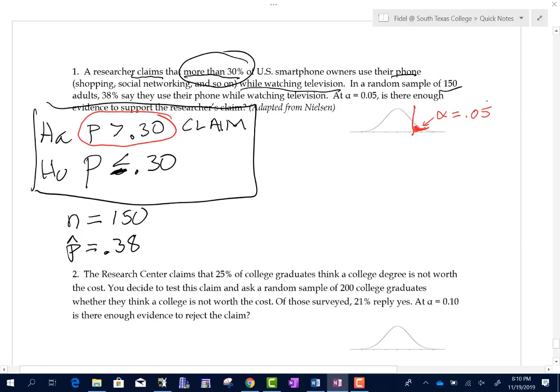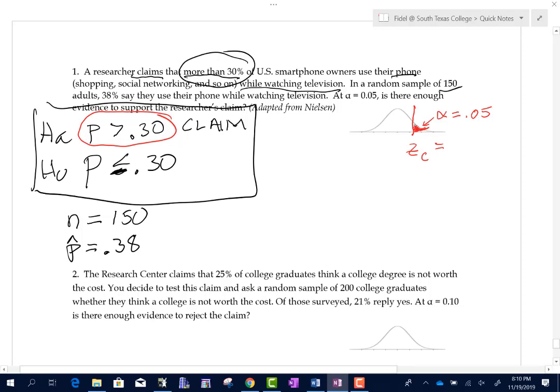Okay? So guys, the first thing I need to do is find my critical value. I want you to think about this for a minute. Whether I use my table or my calculator, it always tells me the area of which way? To the left.